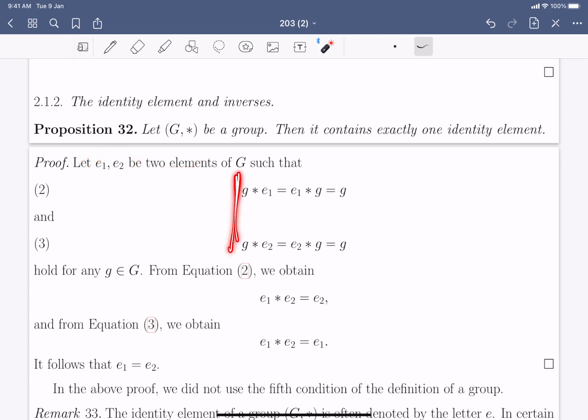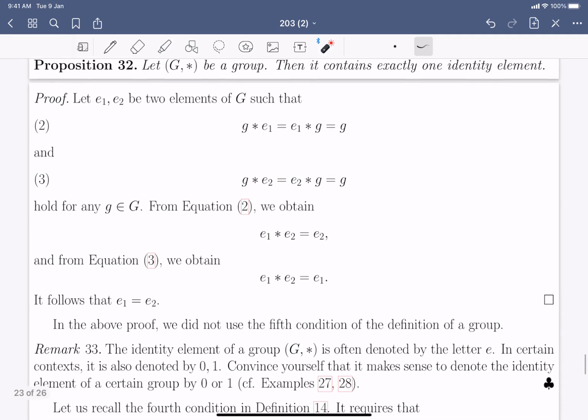Okay, so in other words, G star E1 is E1 star G is equal to G, and G star E2, sorry, G star E2 is the same as E2 star G is equal to G. So then you see that E1 star E2 has to be E2 because E1 is an identity element, right? So in other words, you are using condition 2 here.